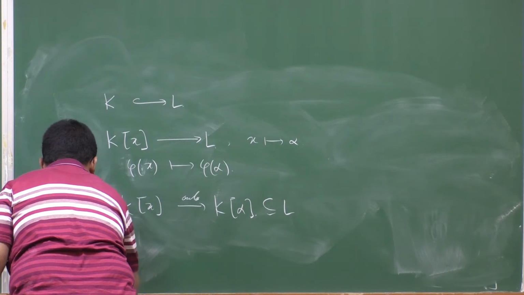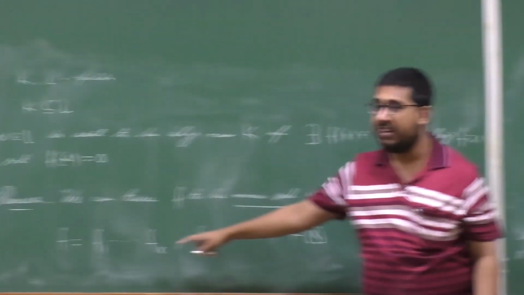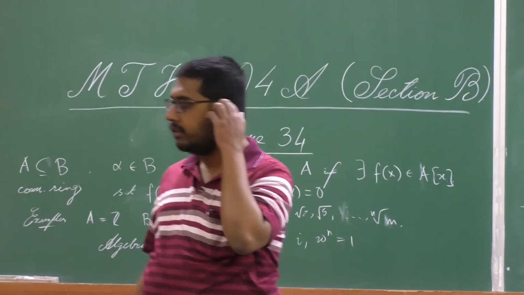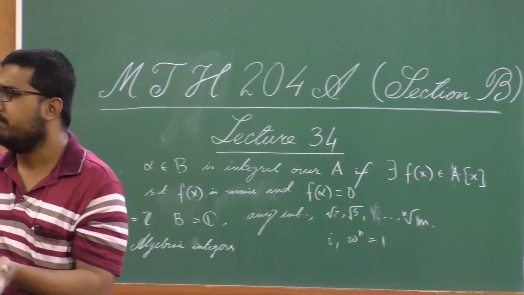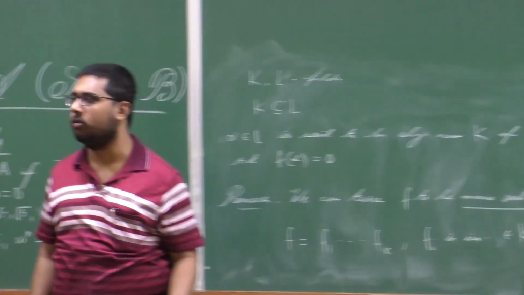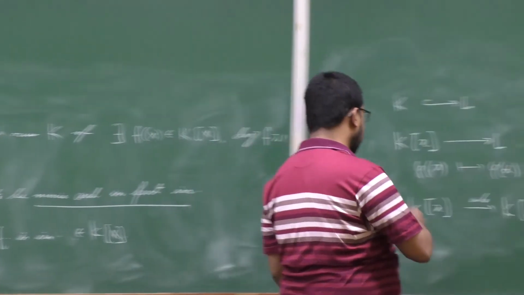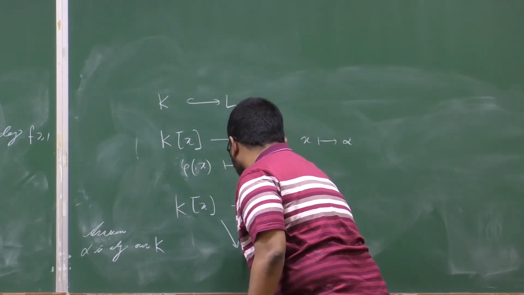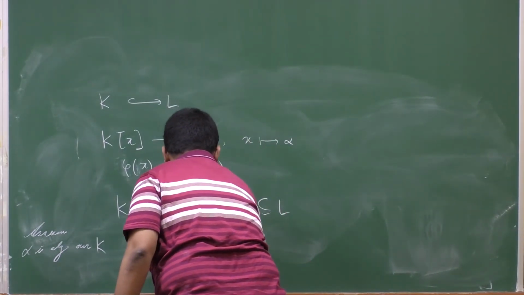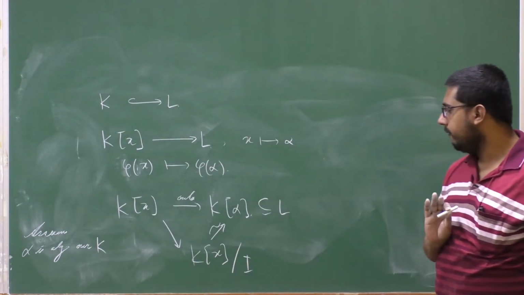Now if you assume that alpha is algebraic over K, then we see that we do have an irreducible polynomial which has alpha as a root, and we have already said that as soon as we have some irreducible polynomial having alpha as a root, you can make this polynomial monic. So therefore, we have an f in the kernel. This kernel is of course a principal ideal, because this is a PID. So the kernel of this map is a principal ideal. That's quite clear.